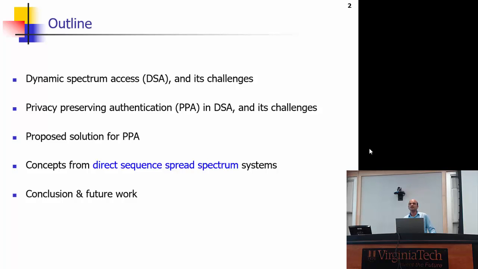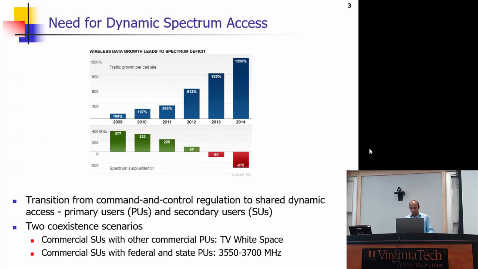The most interesting part of the talk will be how we actually used the idea of signal processing, specifically the idea of spreading codes in direct sequence spread spectrum systems, in cryptography and solved a difficult problem. That will be the main focus of this talk. And at the end, we will also look into the future direction of my work.